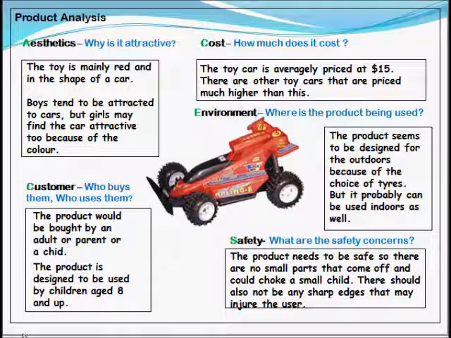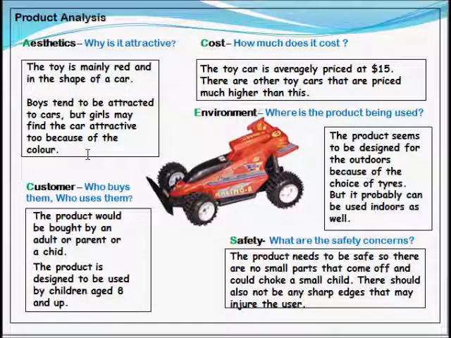What you are seeing here is how 5W1H and ACCESS is being applied to do a product analysis on a toy car. Now I will not go through all the details here, as you can pause the video to look deeper, but I'll highlight a few interesting points. For example, for aesthetics, you can see that the toy car is mainly red and in the shape of a car, obviously, because it's a toy car.